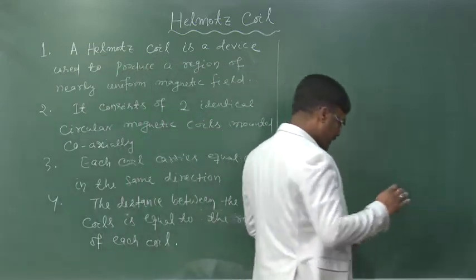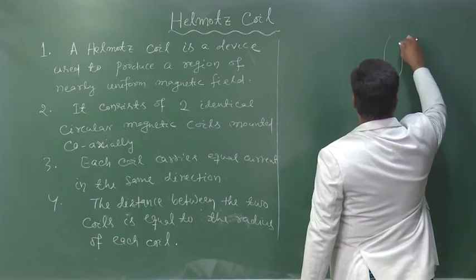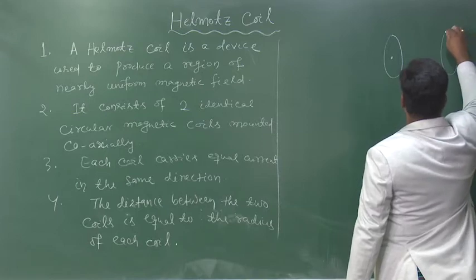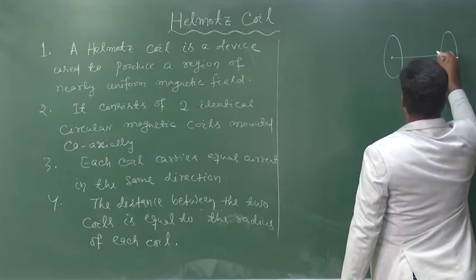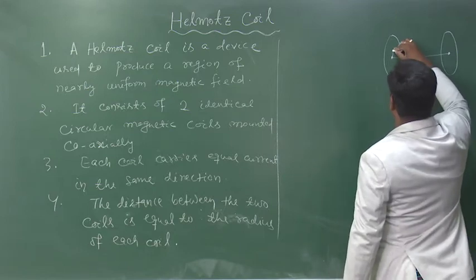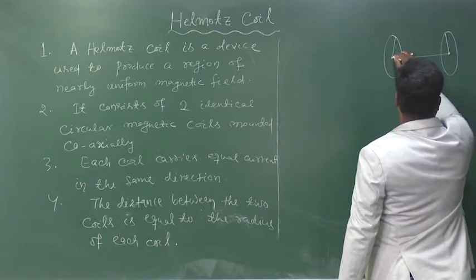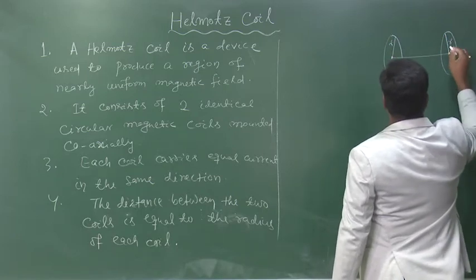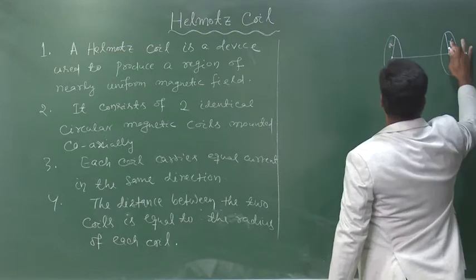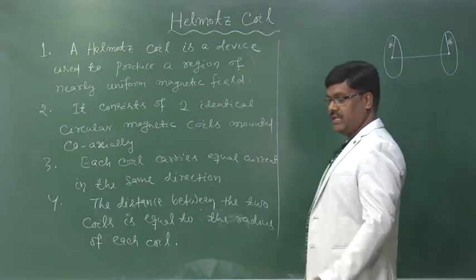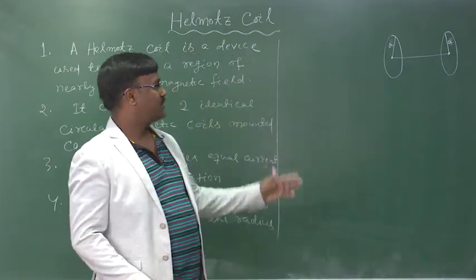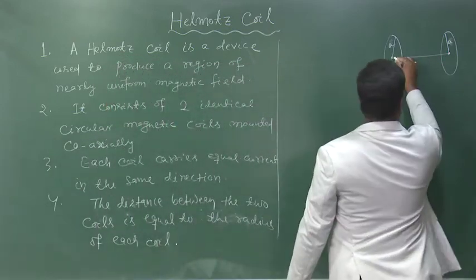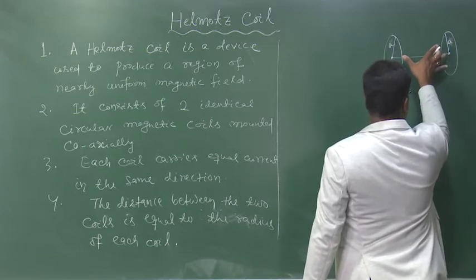That means, in the case of a Helmholtz coil, there is one coil and another coil, both coaxially mounted, that means having the same axis and the same radius. Let the radius be A, because in our previous case, while considering the magnitude of field strength due to a circular coil, we took the radius to be A.